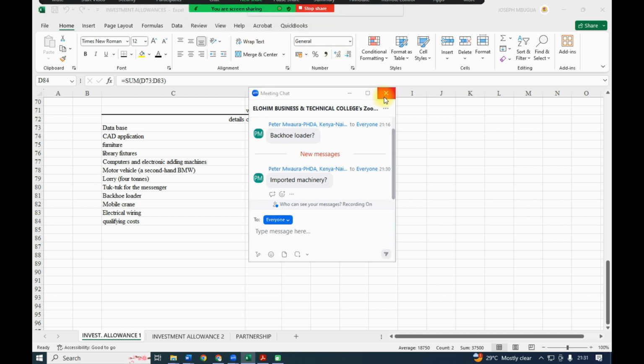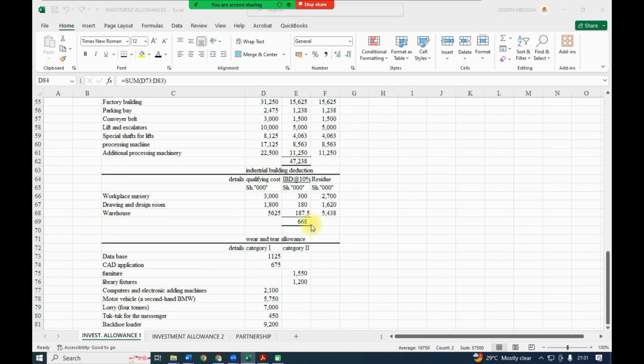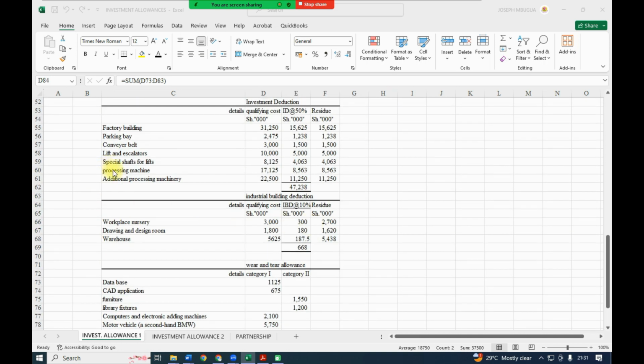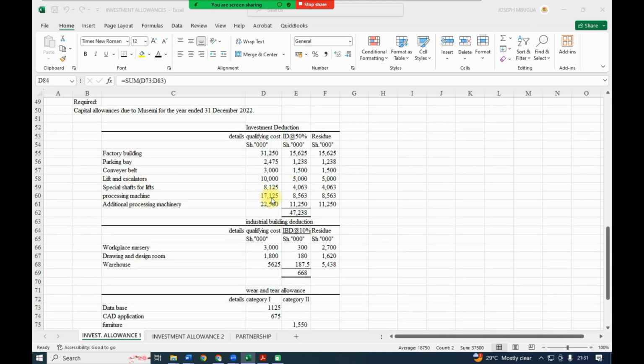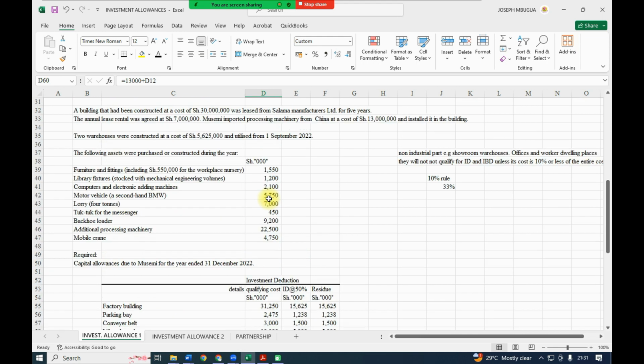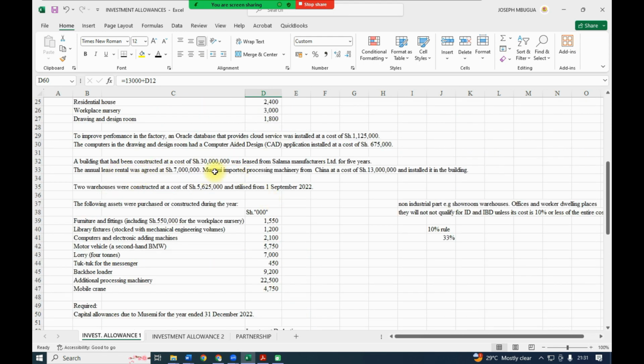Imported machinery, I think we included it. We included it under the processing machinery of 17. 17 was inclusive of 2 items. It was 13,000 that was imported here. Musi imported processing machinery from China at a cost of 13. What we have not been given is the custom duty. We normally include the custom duty, but we have not been given it.